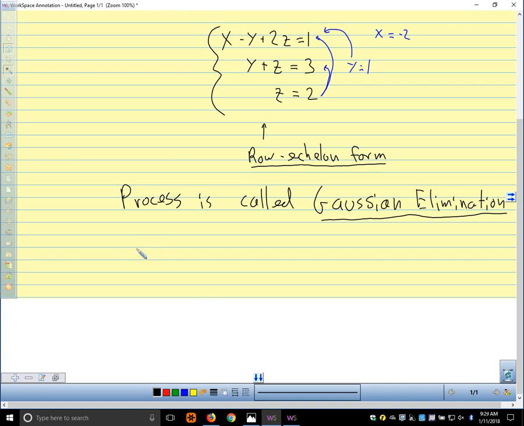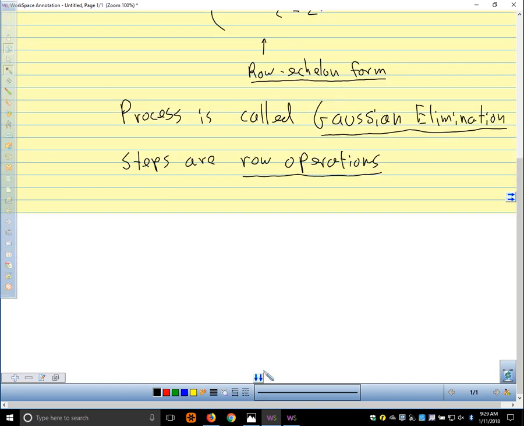And the steps that we use are called row operations. Just so we know our vocabulary when you see the problems, the problem might ask you to use Gaussian elimination to solve the system. Or it might say, use row operations to get the system into row echelon form. Our row operations, we already know what they are. I'm just going to list them out so we have them in our head.